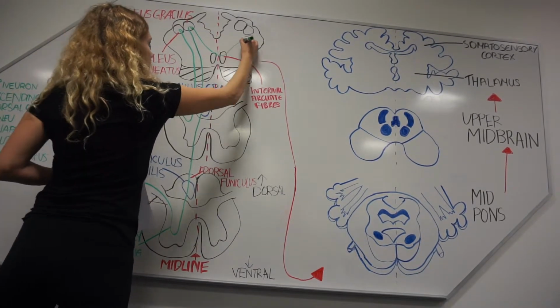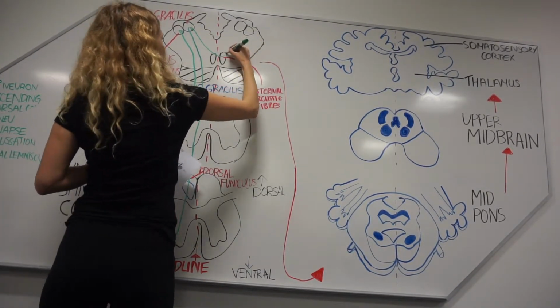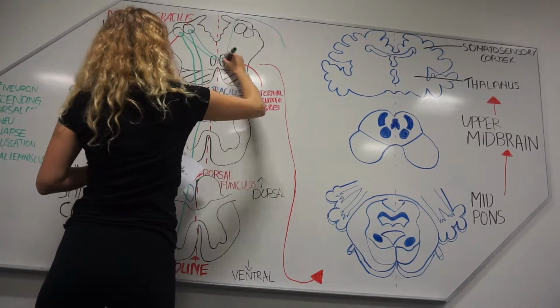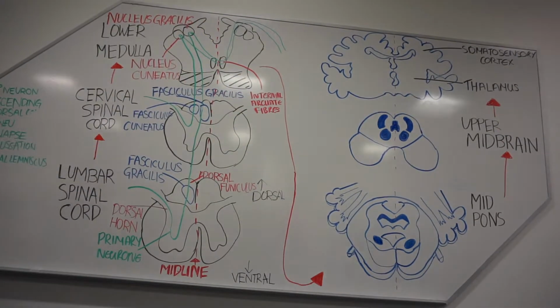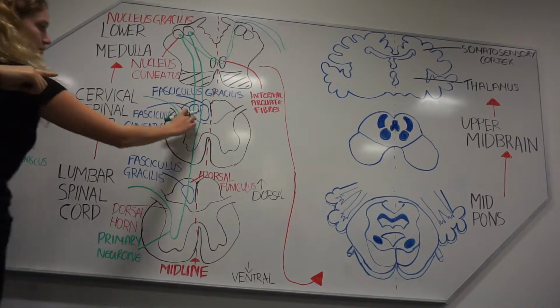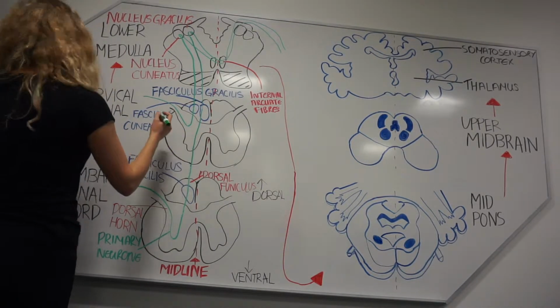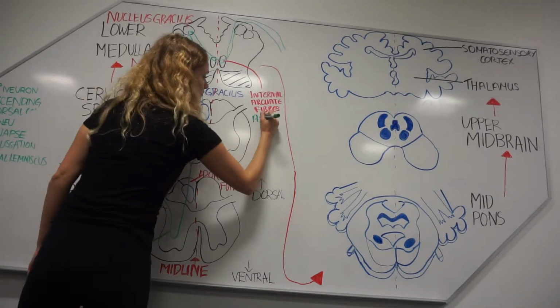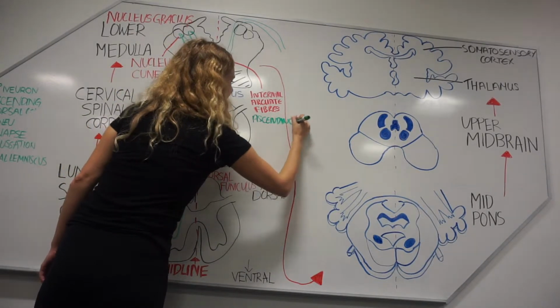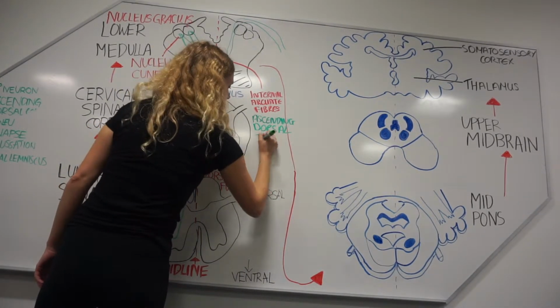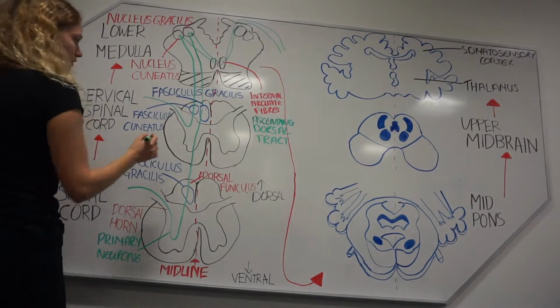The gracile fasciculus starts at the lower levels of the spinal cord, sacral segments, and above. The gracile fasciculus carries sensory information from the lower parts of the body, such as the lower limbs. The fasciculus cuneatus, however, only appears at the upper thoracic and cervical levels. The fasciculus cuneatus carries sensory information from the upper limbs.